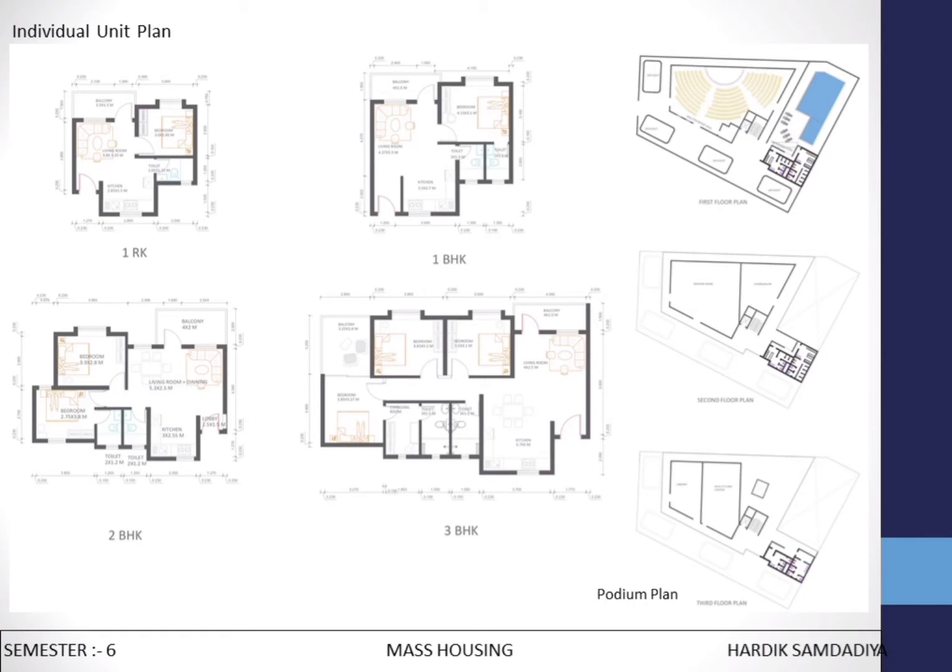On the podium, the amenities are placed with a courtyard niche for ventilation of the parking space below the podium. Amenities include a multi-purpose hall and swimming pool. On the first floor are indoor games, and a gymnasium on the second floor with toilet services, and the top floor has the library and the healthcare center with open space.